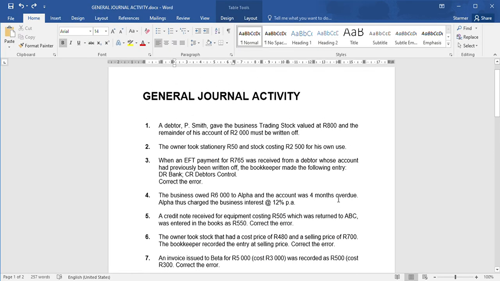The second one, the owner took stationery and stock for his own use. Once again, we're going to have 3 things that change here. Drawings is going to be 1. He's taking stationery, that's the second. And the third thing he's taking is trading stock.